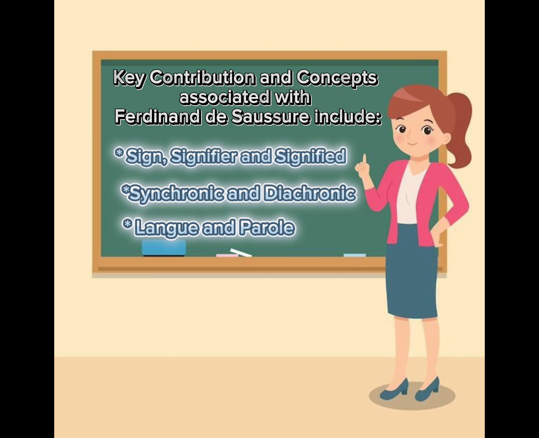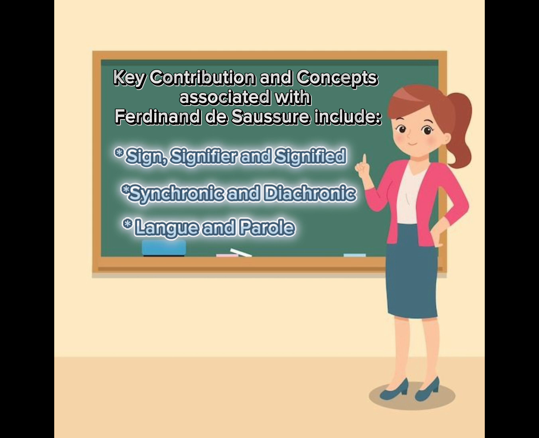Saussure introduced the concept of the linguistic sign, consisting of 2 parts: the signifier, which is the sound pattern or image, and the signified, the concept or meaning. He emphasized the arbitrary nature of the relationship between the signifier and the signified, highlighting that meaning is created through their association. Number 2, synchronic and diachronic linguistics.